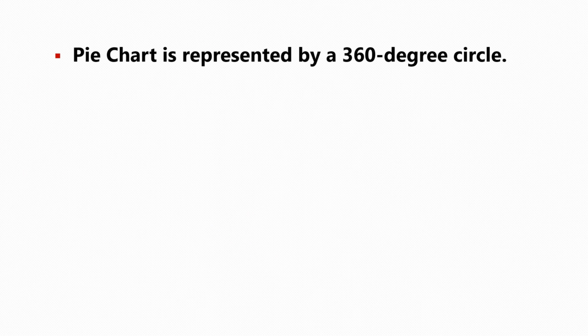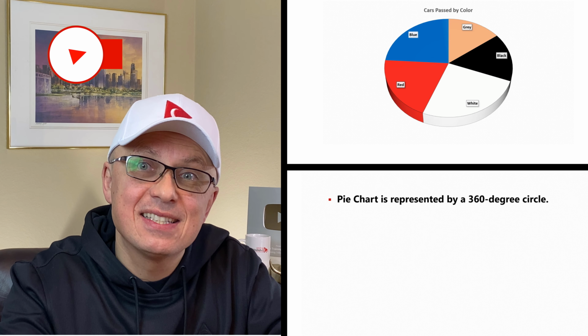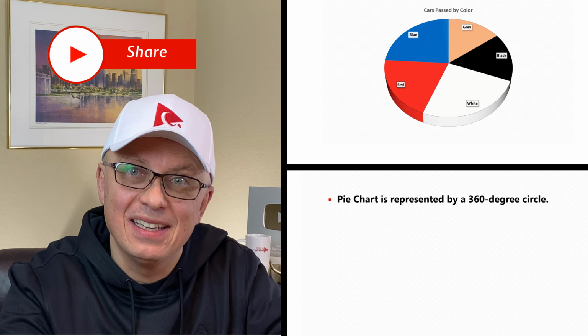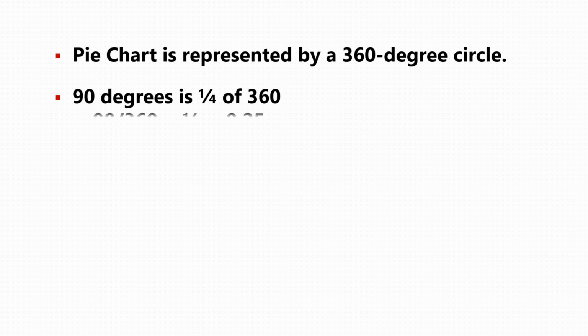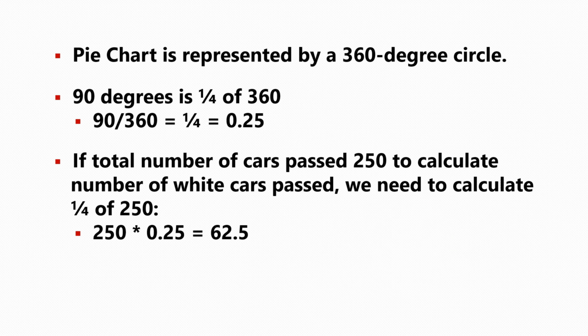Pie chart is represented by a 360-degree circle. We know that 90-degree angle represents number of white cars past the traffic light, and 90 degrees is a quarter of 360. To do the calculations, you need to divide 90 by 360, which is a quarter or 0.25. We need to build a proportion to calculate the final value. If total number of cars past the traffic light is 250 and it's represented by a 360-degree circle, to calculate the number of white cars passed, we need to multiply 250 by 0.25.